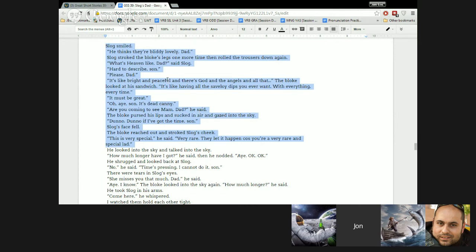Slug smiled. He thinks they are being lovely, dead. Slug stroked the bloke's one more time, then rolled the trouser down again. What happens like that? said Slug. Hard to describe, son. It's like bright and peaceful, and there's God and the angels and all that. The bloke looked at his sandwich.